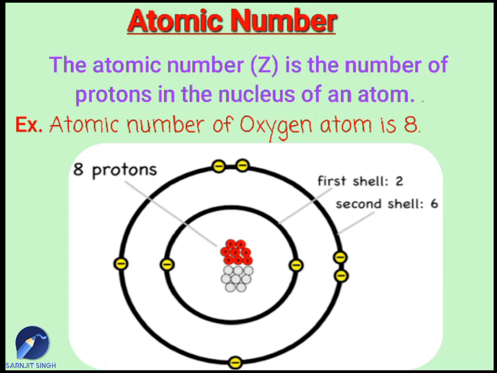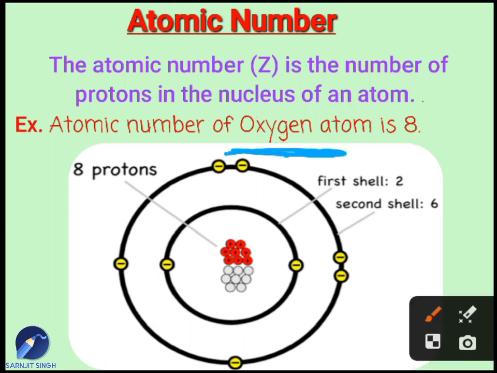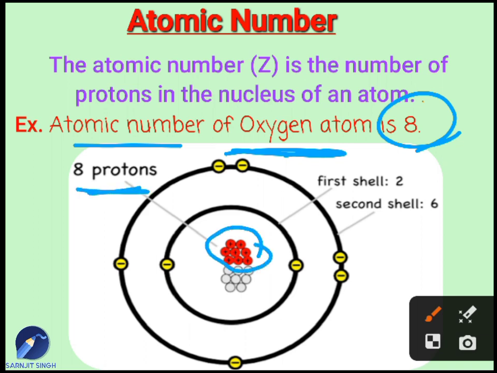Here is also an example of atomic number, that is oxygen. In the case of oxygen, the atomic number is 8. Why? Because the number of protons inside the nucleus of the atom is 8. These red colored ones shown are protons. You can count, so 8 protons are there inside the nucleus of the atom. So the number of protons decides the atomic number.